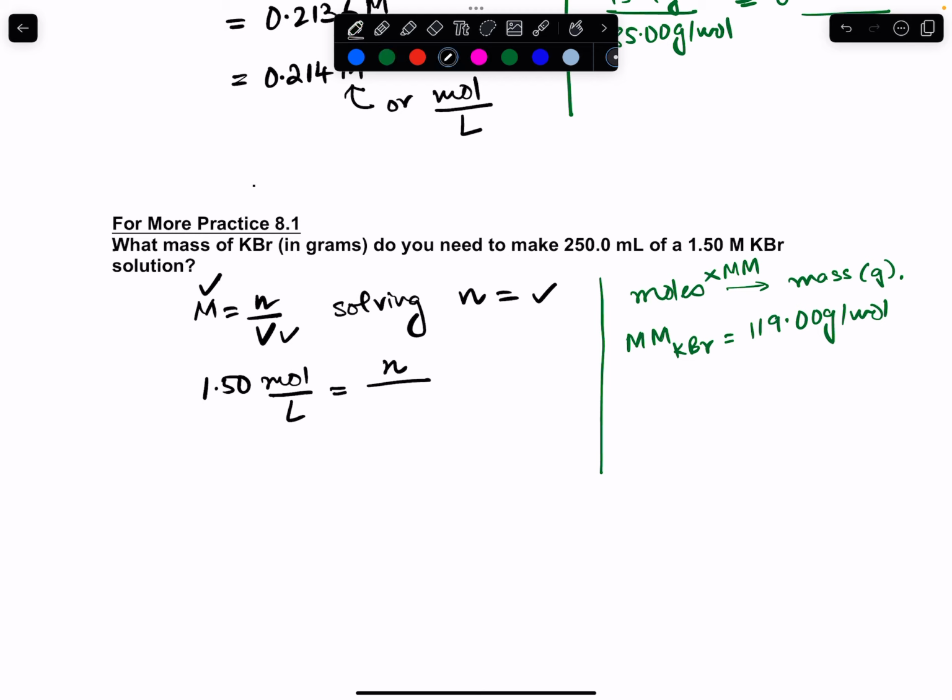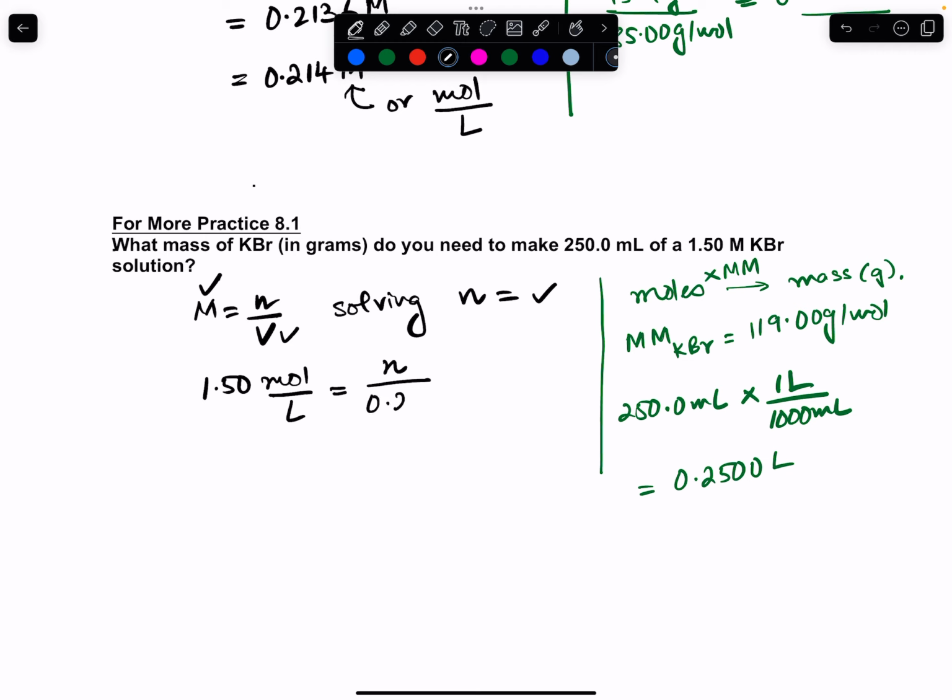Now, the volume, we cannot just use the 250.0 mL. We need to convert that to liters. So let's convert 250.0 mL. To convert that into liters, we use the milliliter to liter conversion factor, so times 1 liter over 1000 mL. When we do that, we get 0.2500 liters.